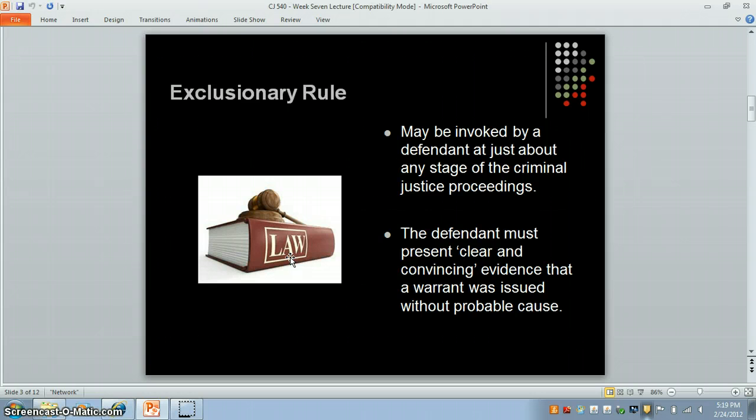The defendant must present clear and convincing evidence that a warrant was issued without probable cause or that a search occurred illegally. Interestingly, if a defendant fails to convince a court that his or her rights were violated during the appeal process, the defendant may still invoke the exclusionary rule throughout the habeas corpus proceedings.